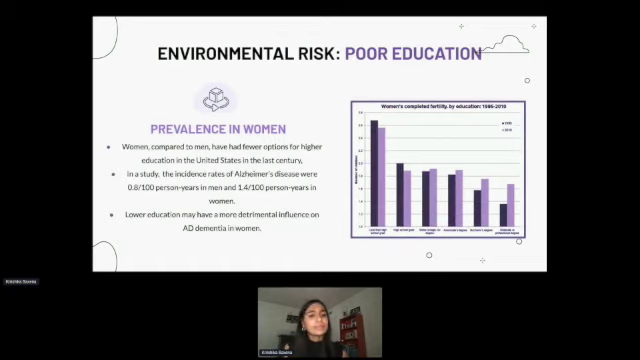Prevalence in women. So women compared to men, as we know, in the past have had less education opportunities. In a study, the incident rate for Alzheimer's disease was 0.8% in men and 1.4% in women. So lower education may have a more detrimental influence on women compared to men. And here's a data that shows education levels throughout the past century.